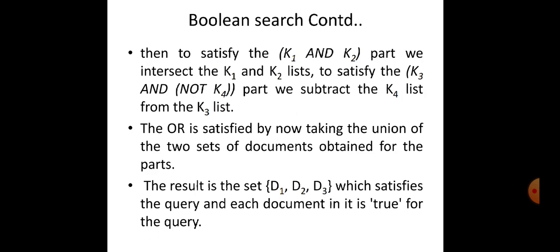So OR means the union, AND means the intersection, and NOT means the difference. D1, D2, D3 is the result because it satisfies the query and each document in it is true for the query. That is the main important point. The retrieved documents should be true for the query. Hope it is clear.